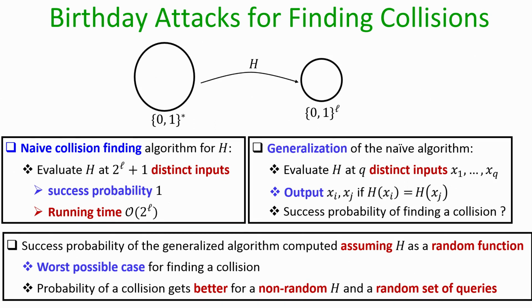because it can be proved that the probability of finding a collision for this generalized algorithm gets better if your underlying function h is a non-random function, and if instead of querying on distinct inputs x1 to xq, your algorithm makes queries for a random set of x values. So, we are actually not making any stronger assumption by assuming that the function h is a random function, because the success probability of this naive algorithm is lower bounded by the success probability that this algorithm will give you for the case where we are assuming your underlying function h is a random function.